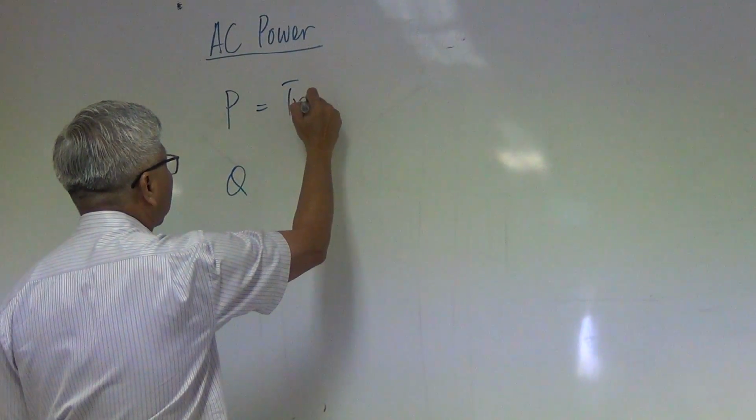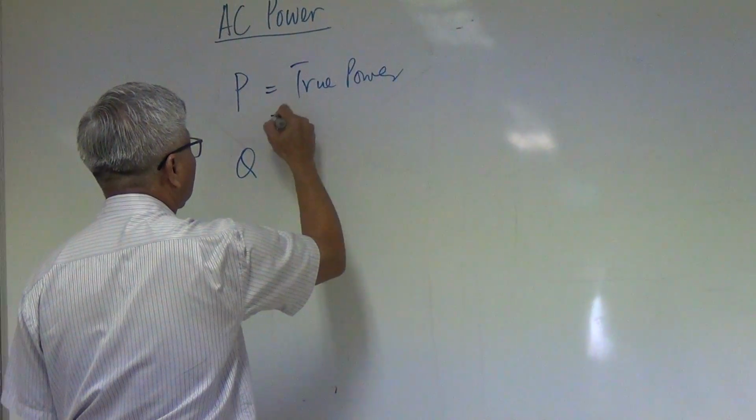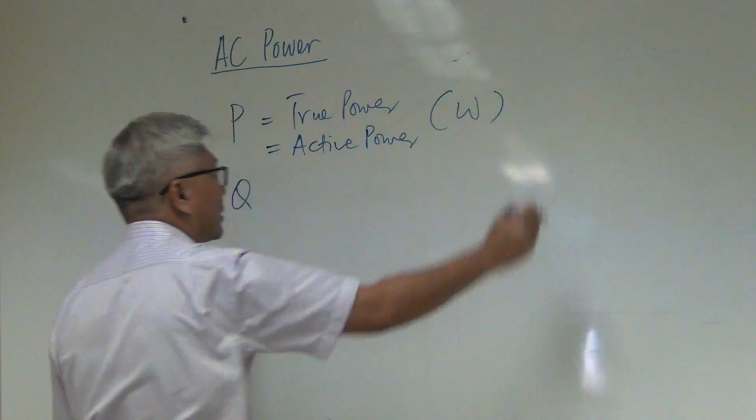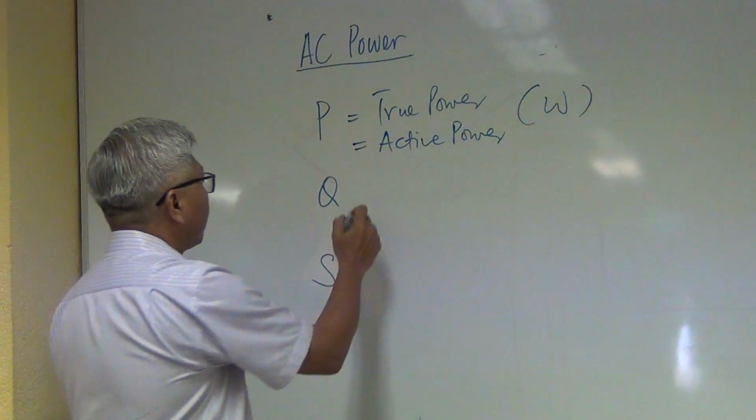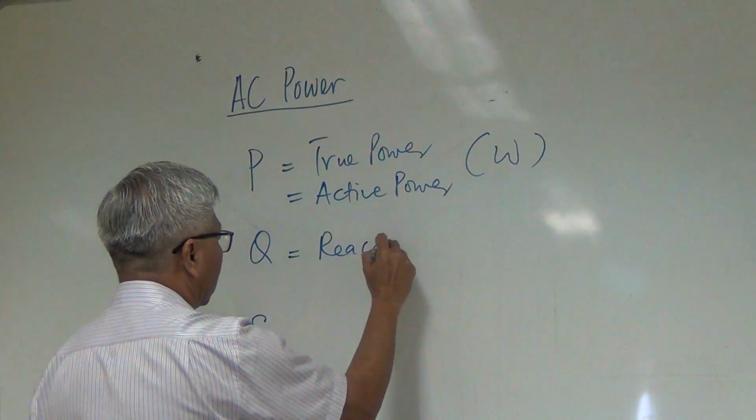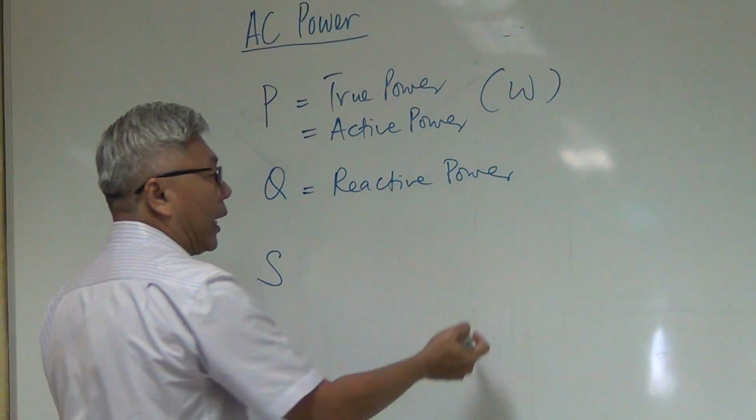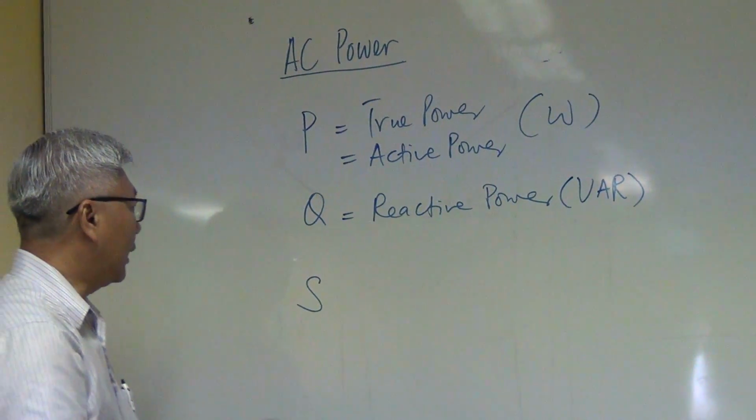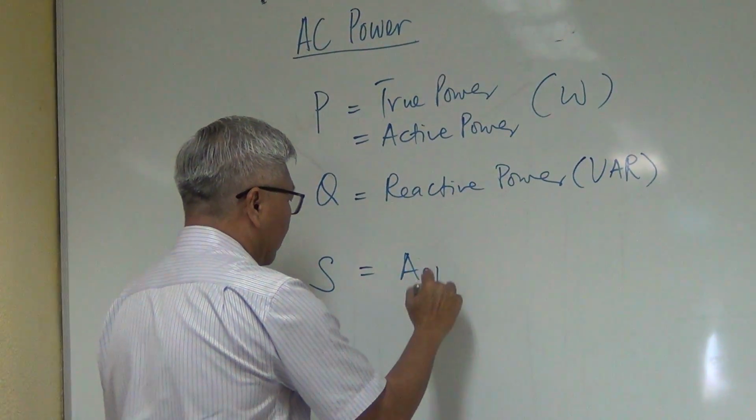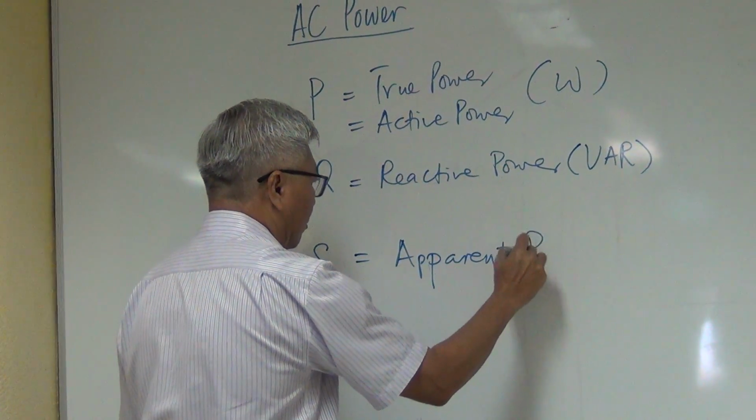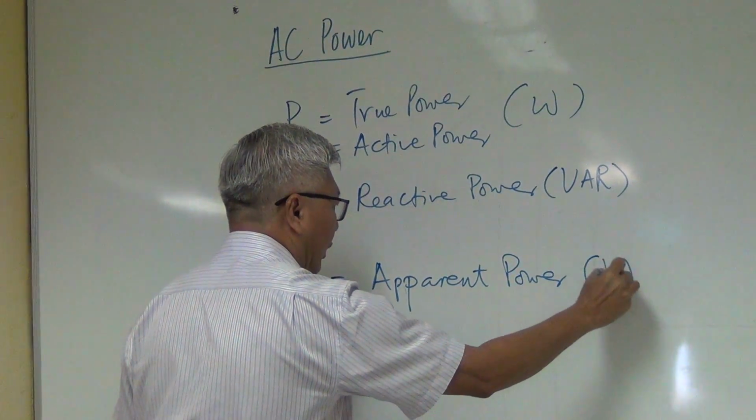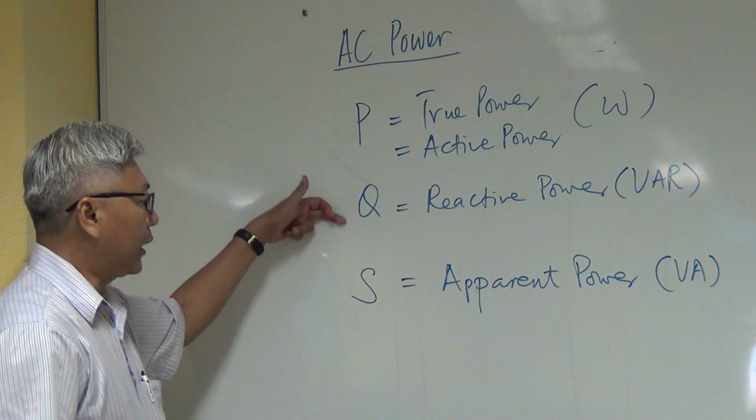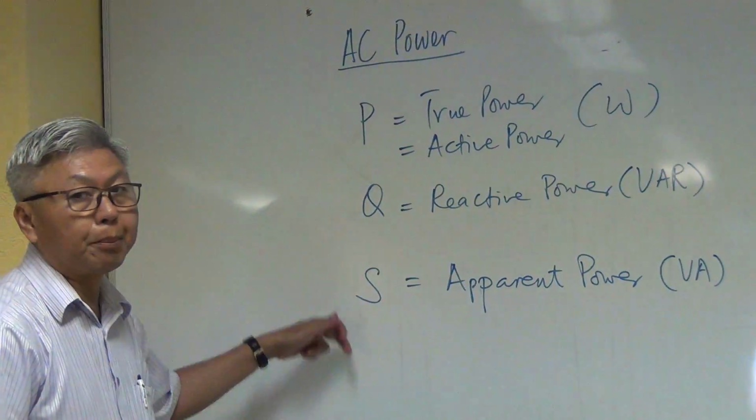P is true power or active power, and the unit is watts. And Q is the reactive power, and the unit is VAR, volt ampere reactive, right? And then S is the apparent power, and the unit is volt ampere. Okay. Now these three AC powers, true power, reactive power, and apparent power, form a power triangle.